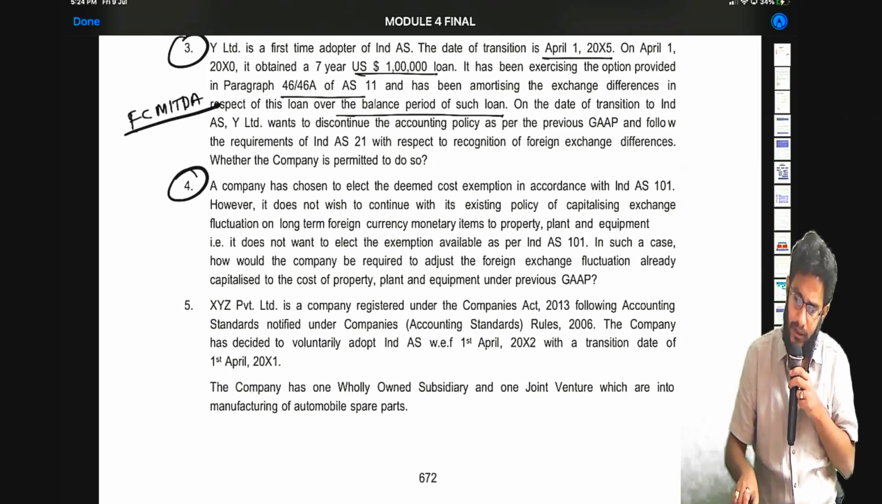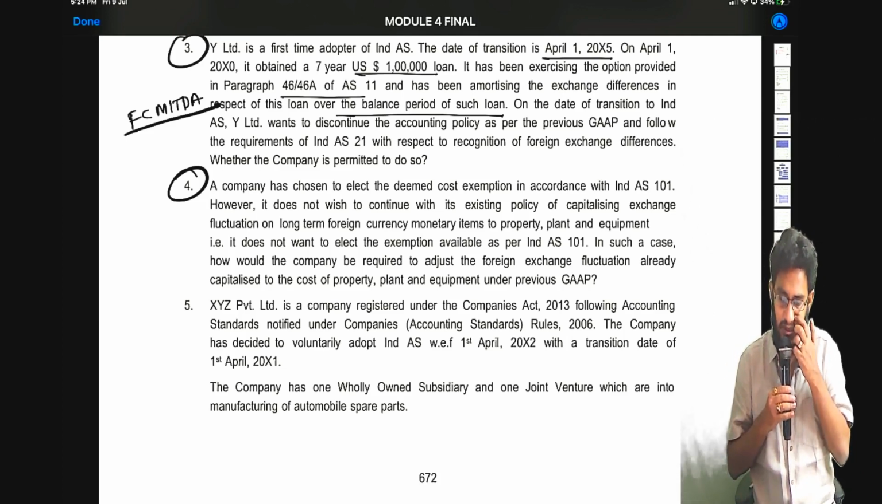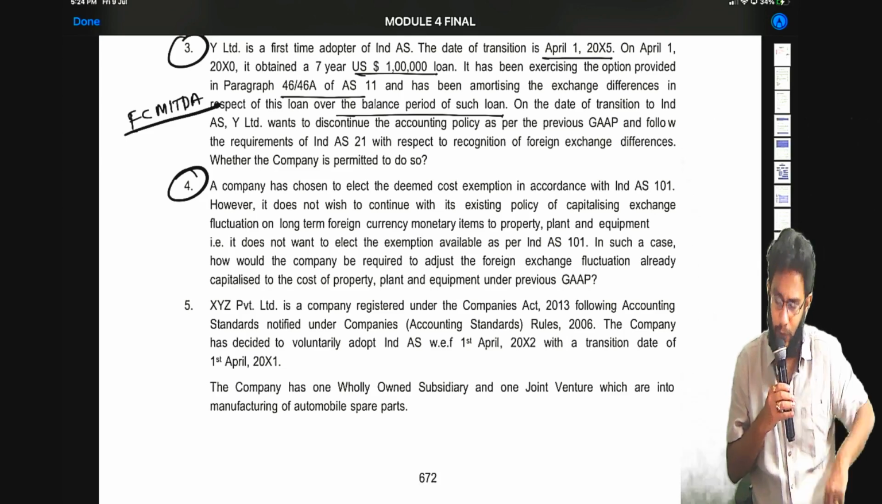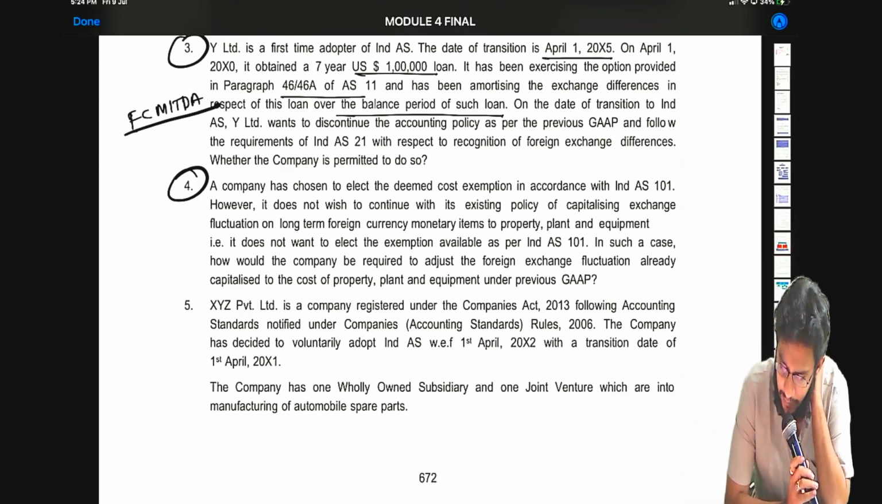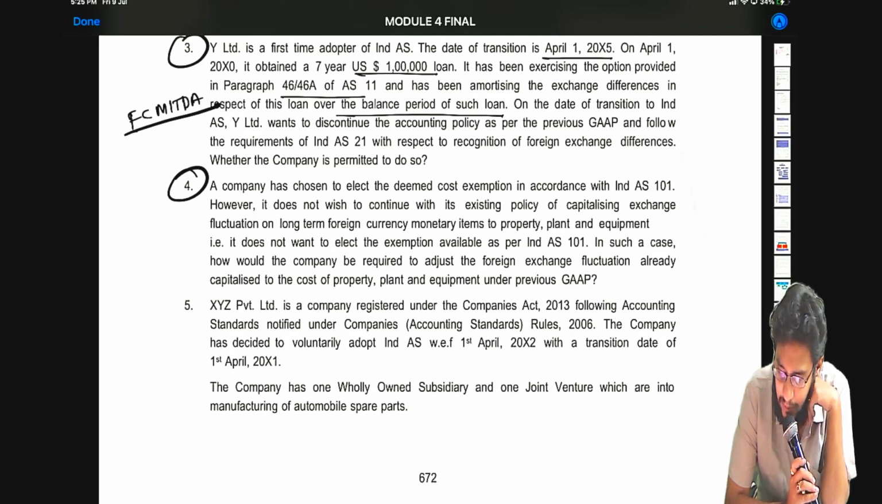A company has chosen to elect the deemed cost exemption in accordance with Ind AS 101. However, it does not wish to continue with its existing policy of capitalizing exchange fluctuation on long-term foreign currency monetary items to property, plant and equipment. Deemed cost exemption means PPE and all previous carrying amounts, they must be fair valuing them. That is, it does not want to elect the exemption available as per Ind AS 101. In such a case, how would the company be required to adjust the foreign exchange fluctuations already capitalized to the cost of PPE under previous GAAP?